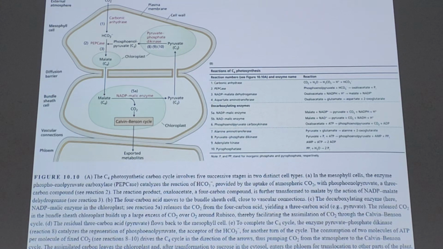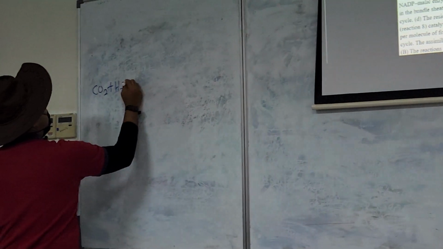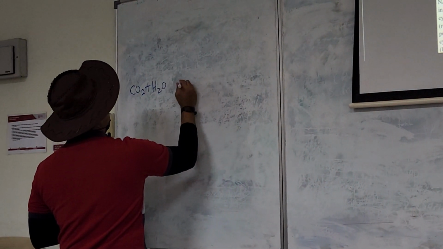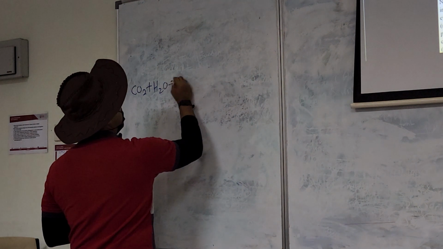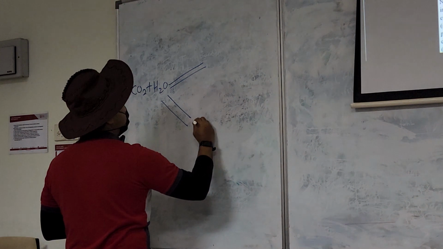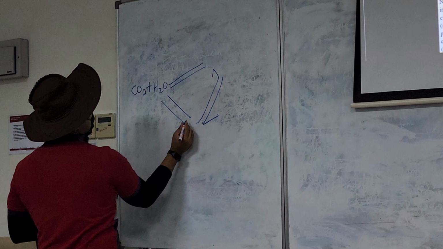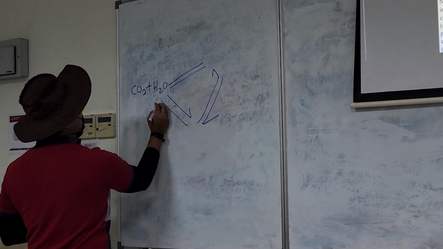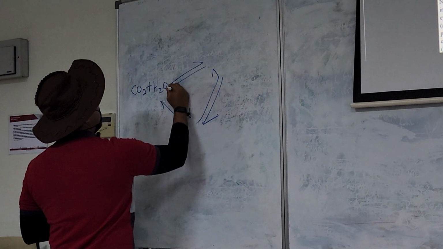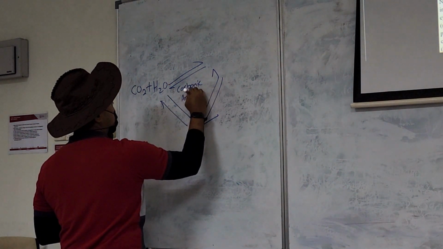I don't think it's in the book. Something like this. How does it start? So you got your CO2. Remember, this is all liquid, okay? Not gas. CO2 plus H2O. Then it goes like this. It means reversible reaction, okay? Carbonic anhydrase.